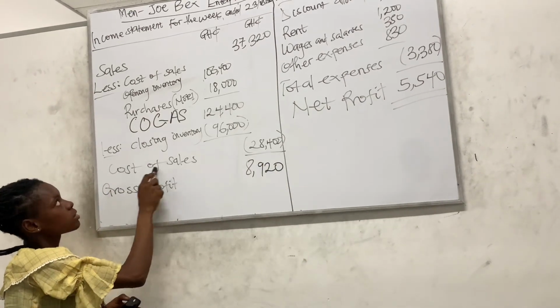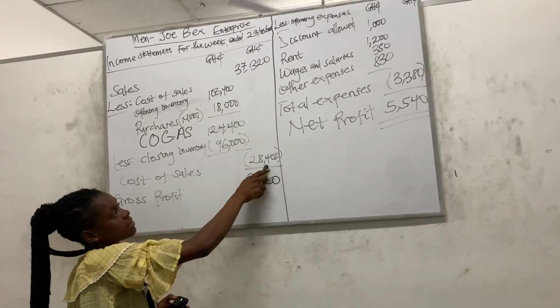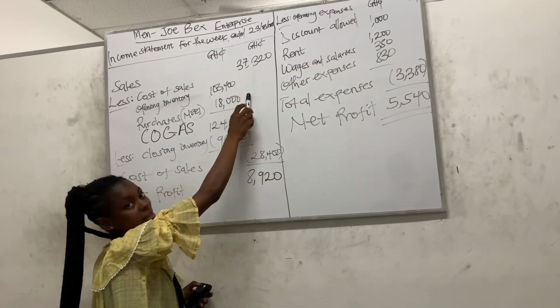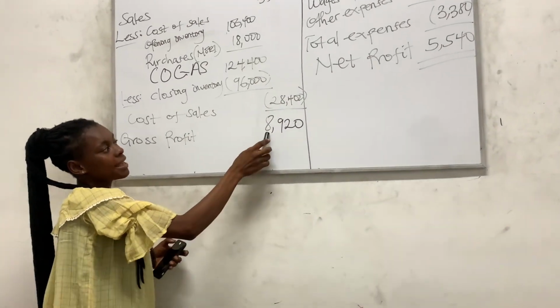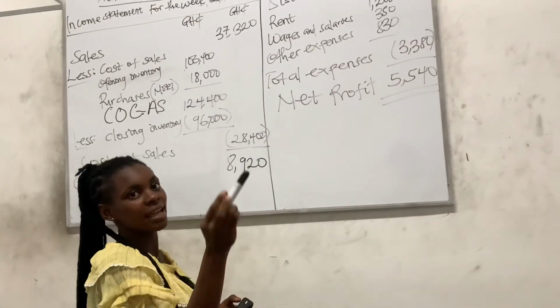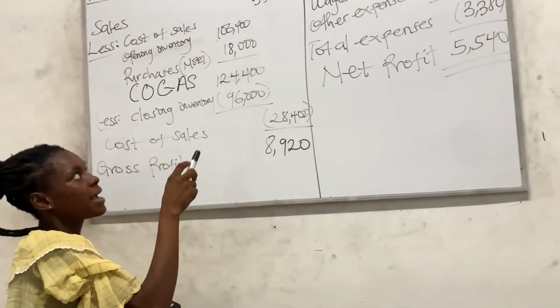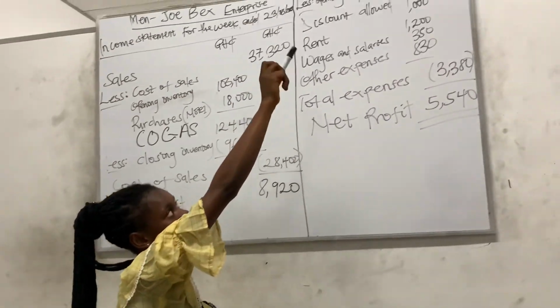Then you less this cost of sales from the sales figure here. So when you less 28,400 from 37,320, you get your gross profit, which is 8,920. If you have any additional income, you add it to this one. But here's the case that we don't have, so you just move on to your operating expenses.